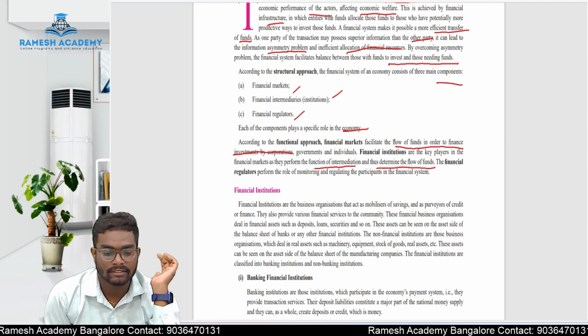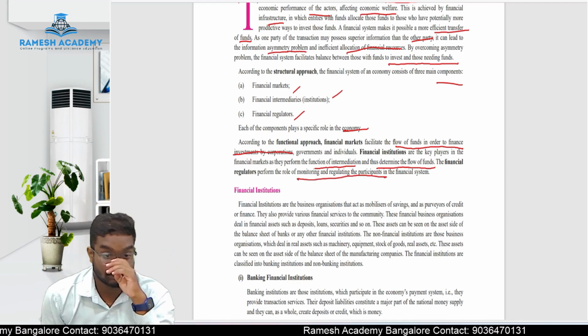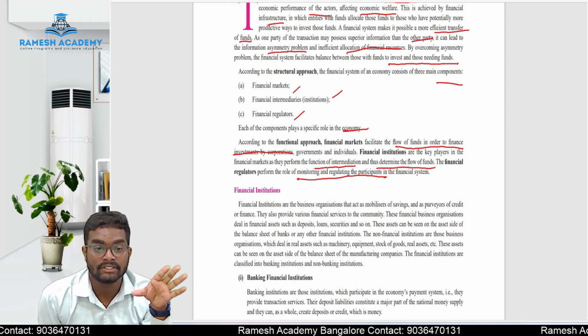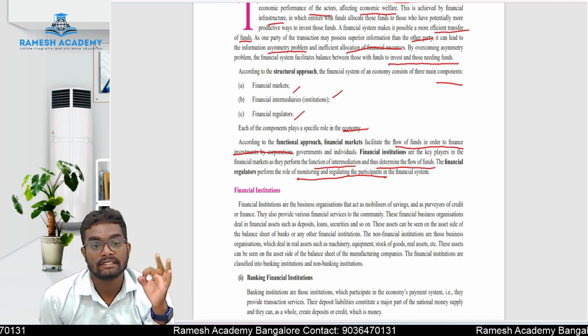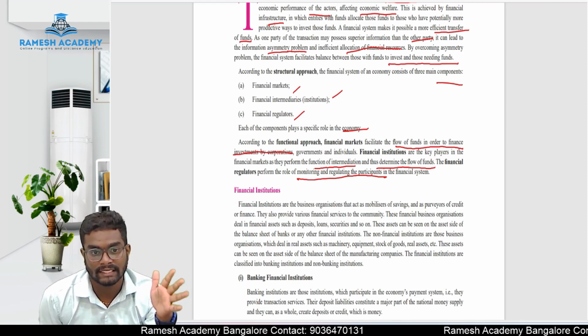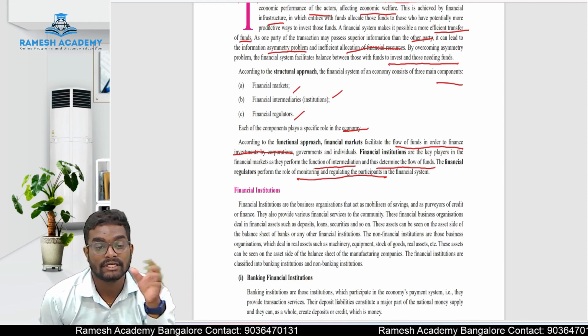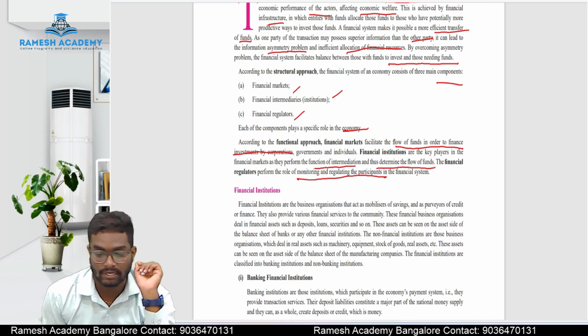The regulators perform the role of monitoring and regulating the participants. You might have heard of insider trading. Insider trading happens in the stock market. If a person is involved in insider trading, there is a penalty of up to 25 crore or 3 times the profit made from it, and it is imposed by SEBI, the Securities and Exchange Board of India. So this is the role of the regulators.